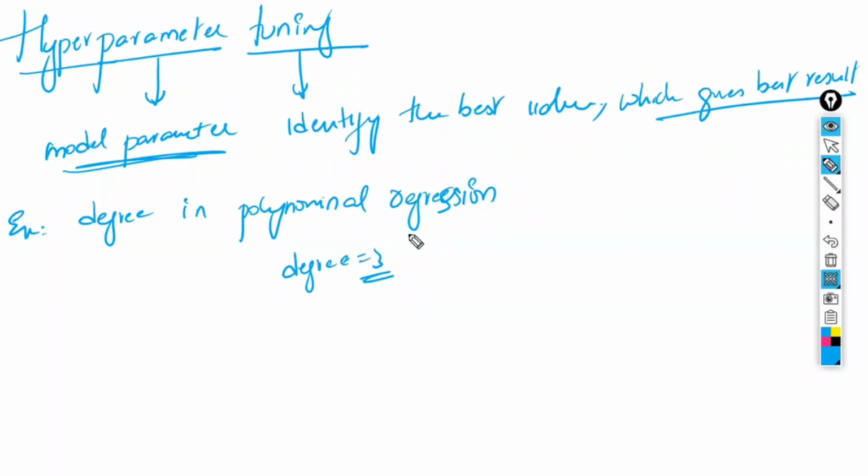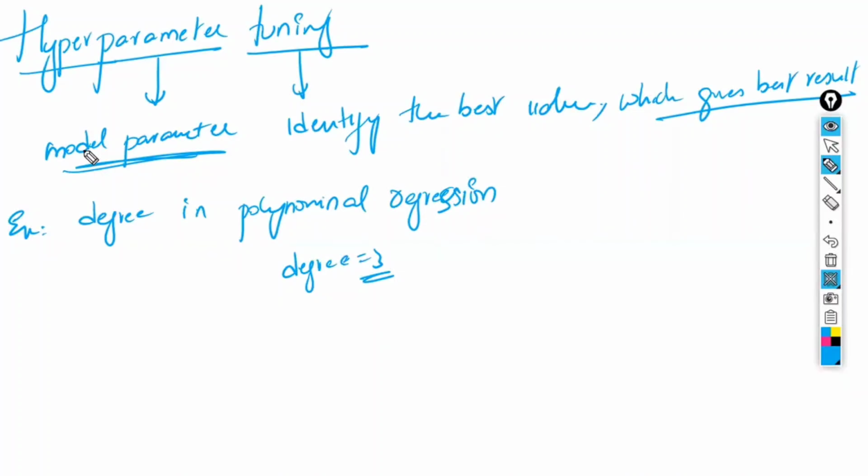So identifying this parameter is called tuning. And this is the model parameter, because when this value changes, the model changes. The entire model changes. The number of coefficients changes, everything changes. So it is called a model parameter.